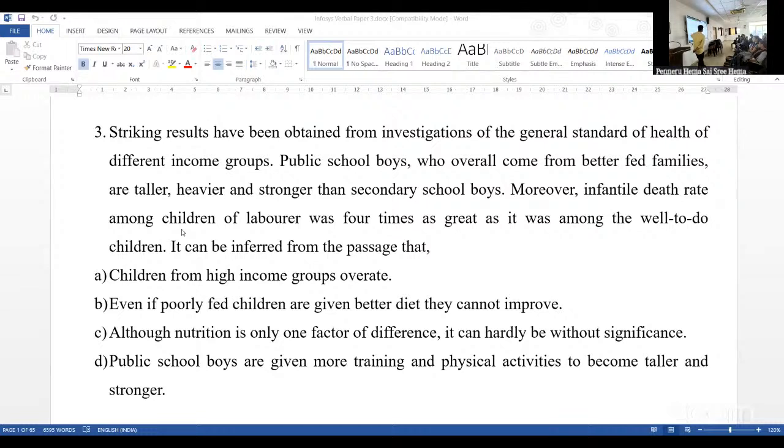Next one, even if poorly fed children are given better diet, they cannot improve. Because here they are telling, moreover, infantile death rate among children of laborers was 4 times as great as it was among well-to-do. Well-to-do are nothing but like high income groups, we can say. So there is nothing much difference. Although nutrition is only one factor of difference, it can hardly be without significance. So the whole discussion is all about health and nutrition, one factor of difference, but there are many other things. These public school boys are given more training and physical activities to become taller and stronger. They did not discuss physical training. They said they are taller and stronger, but again, option C is correct.